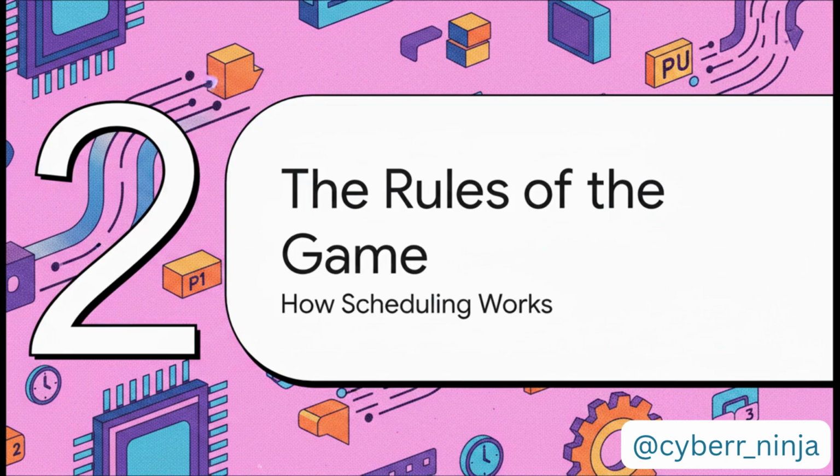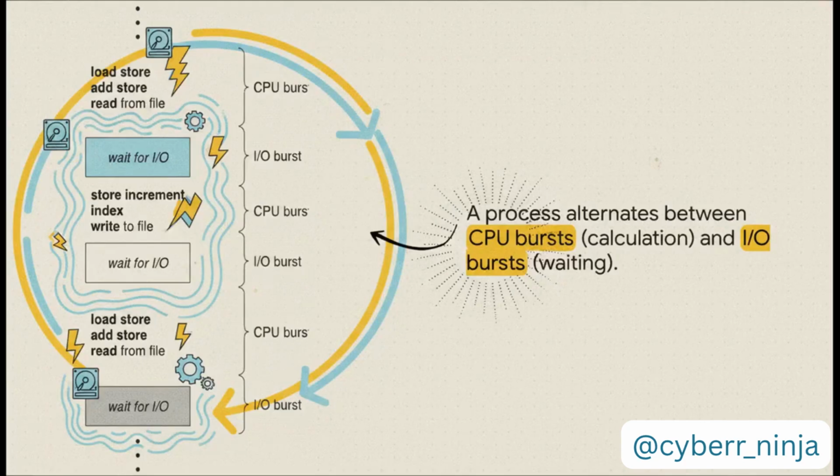So, now that we know why we need to schedule everything, let's get into the how. How does the operating system actually pull this off? This right here is kind of the secret life of every single program on your computer. It's not just one constant sprint to the finish line. Nope. It's this cycle of working and then waiting. The work part, when it's crunching numbers and doing calculations, that's called a CPU burst. And the waiting part, when it's waiting for you to type something or for a file to load from your hard drive, that's an I/O burst. And it just goes back and forth over and over again.